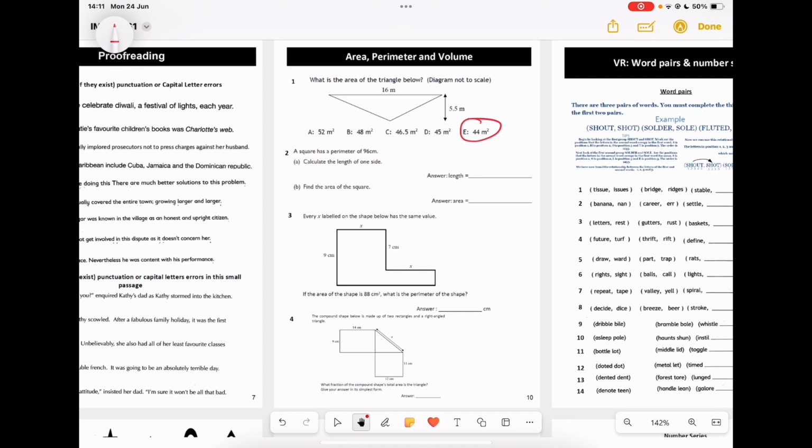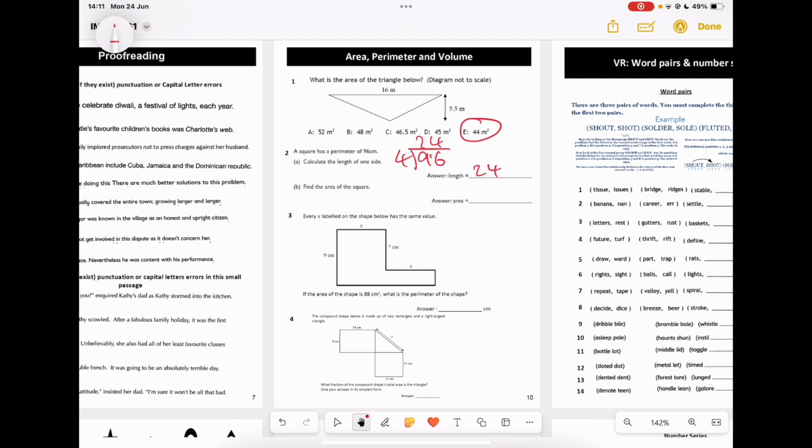A square has a perimeter of 96 centimeters. So then we have to calculate the length of one side. So a square has 4 sides. I'll just redraw this. So the square has 4 sides. So this is going to add up to 96. So these are all equal. So all we have to do is 96 and divide it by 4. So we take 96 and divide by 4. So how many 4s in 9? 2, remainder 1, 4. So the length of one side is going to be 24.